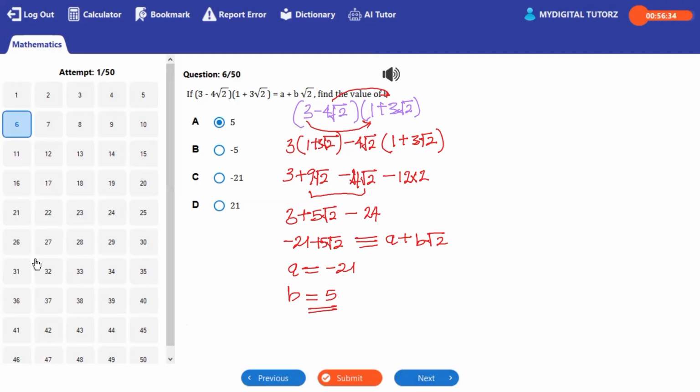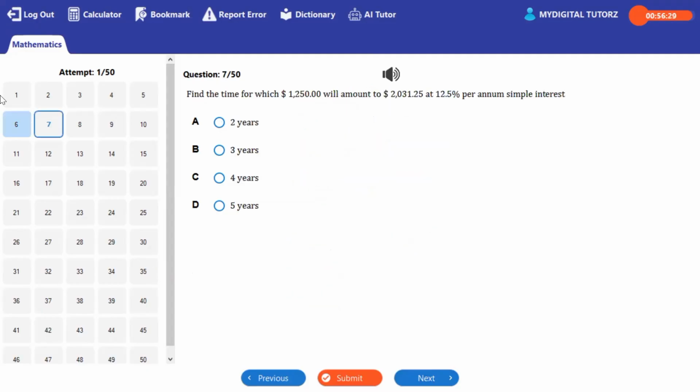So question 5 says, find the time for which $1,250 will amount to $2,031.25 at 12.5% per annum simple interest. So here, find the time, you're looking for t, the time, which we don't know, for which this amount will amount to this amount of money borrowed.